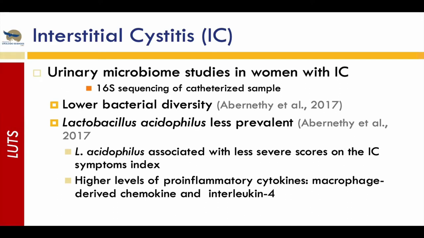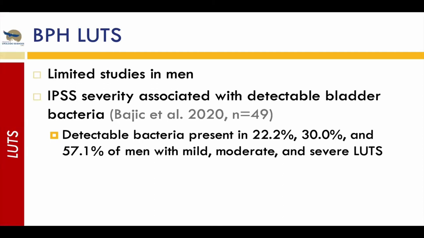So all this is in women, and I only found very limited studies in men in terms of lower urinary tract symptoms anyways. There was one that looked at IPSS severity, and this was in men both undergoing LUTS BPH surgery, so really TURPs, or other completely unrelated surgeries, and they all filled out the IPSS score. And interestingly, the amount of detectable bacteria kind of correlated with the IPSS scores. So in 22% of men with mild LUTS, there was detectable bacteria, 30% in moderate, and almost 60% in severe. And the author suggested that assessment of the urinary microbiome could help reduce bothersome urinary symptoms and reduce the risk of perioperative urinary tract infections.